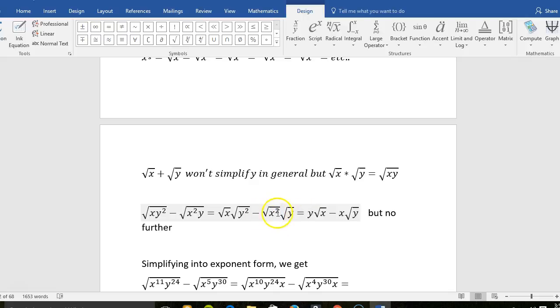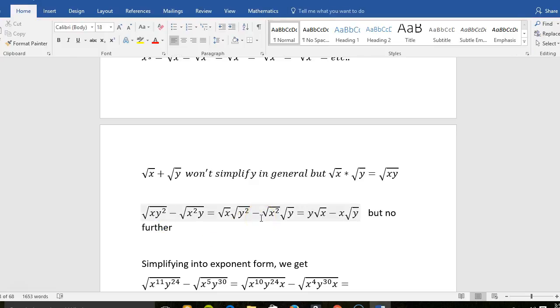And in a similar fashion, I turn radical x squared into x. That's right here. And now, I can't mess with radical y right here, and in a similar vein, I can't mess with radical x right here. So I've got y times radical x minus x times radical y. And there we are. But I can't go any further, and that's all I'm saying right here, okay? The square root of 5 squared is 5 itself. The square root of 7 squared is 7, and so on, okay?